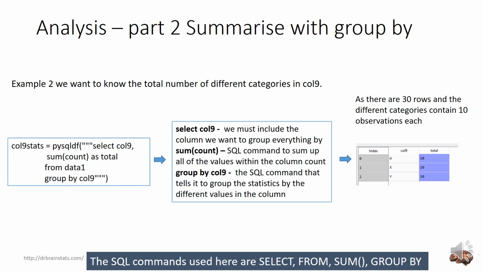Sum count. This is a SQL command to sum up all the values within the column count. And we also have now group by col9. This is the SQL command that tells it to group the statistics by the different values in the column. As there are 30 rows and the different categories contain 10 observations each, as shown.